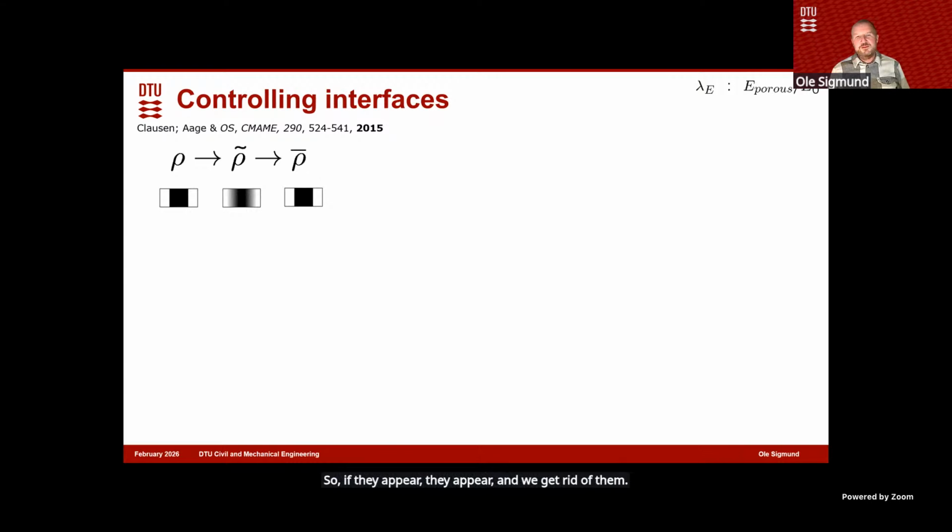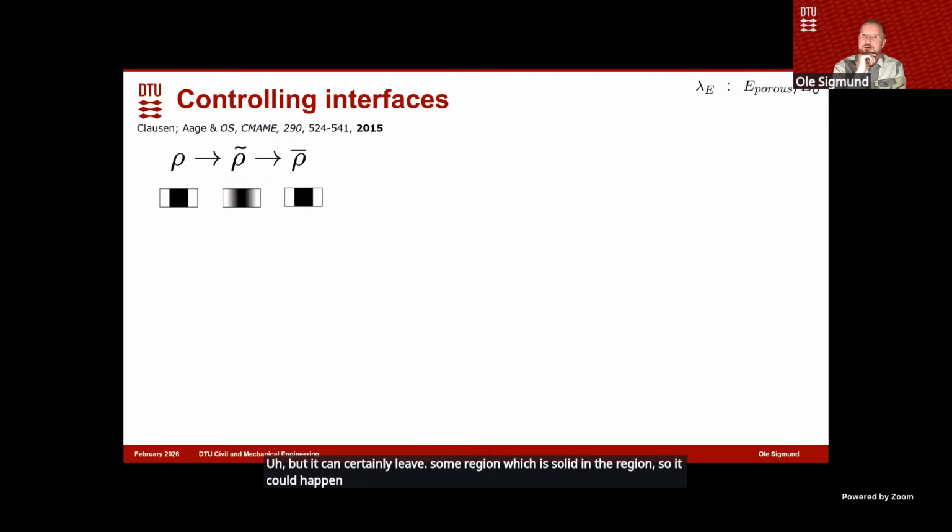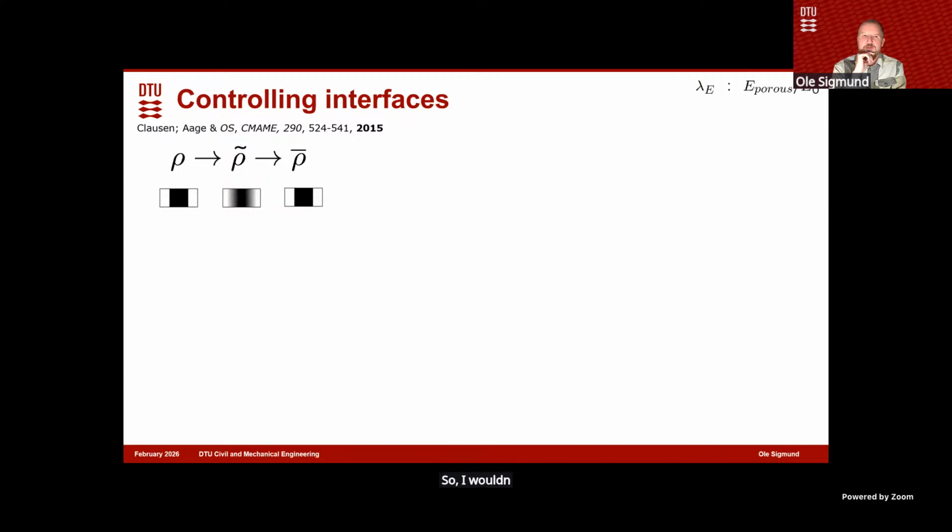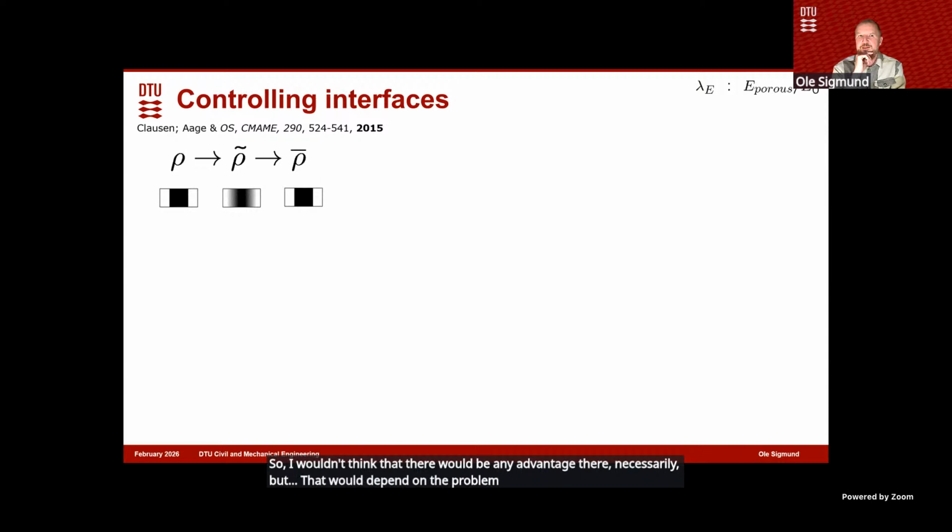Level set approaches, well, a real level set method cannot introduce a new hole, but it can certainly leave some region which is solid in the region. So it could happen just as well there as in density methods. So I wouldn't think that there would be any advantage there necessarily, but that would depend on the problem. But I don't see a big pro or con in that case.